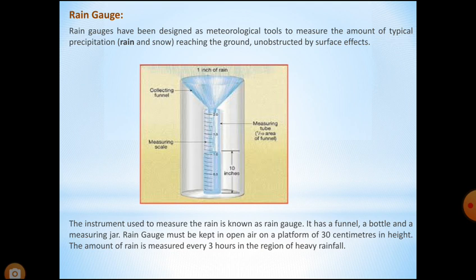Rain gauge must be kept in open air on a platform of 30 centimeters in height. The amount of rain is measured every 3 hours in the region of heavy rainfall.